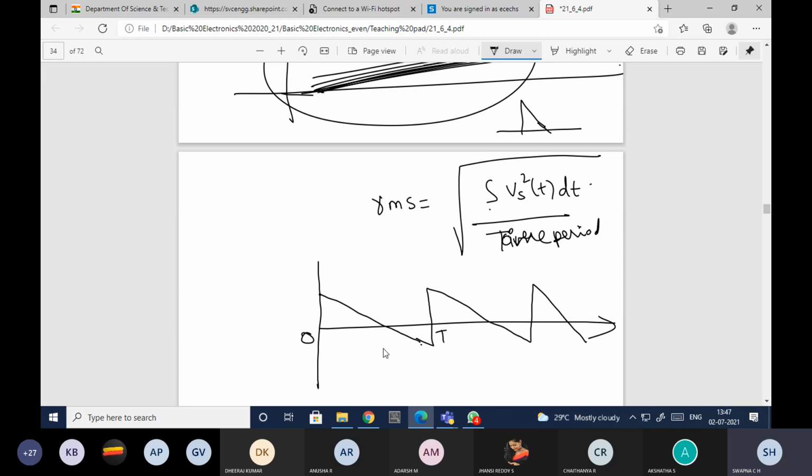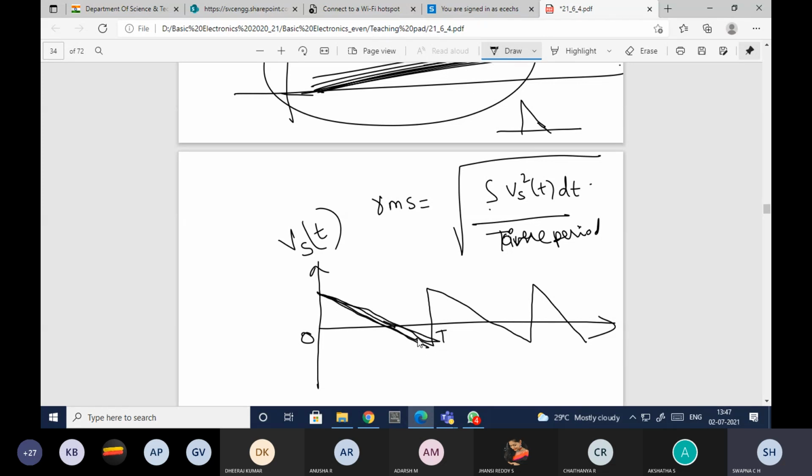The time period of this is 0 to T, and this is my sawtooth waveform Vs of t. For this I need to find the RMS value. So if I want to find the RMS value, I need to know the equation of this signal.